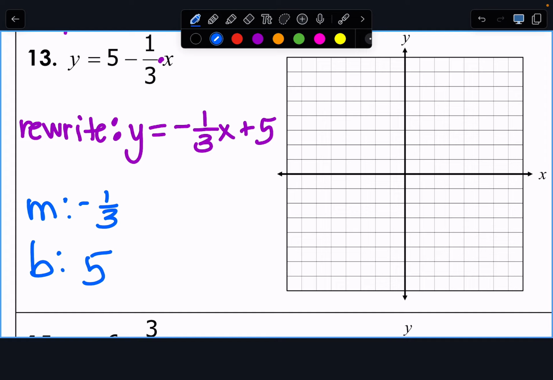As I'm walking around the room looking at your graphs, could you please pay close attention to what I'm about to say? You are doing a great job plotting your first point. Down 1 over 3. You're doing a great job finding this point. But if all you do is connect those two dots and that's it, you've drawn me a triangle, not a line. Please make sure that you extend the line in both directions and make the arrows.